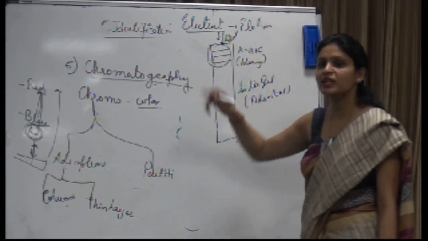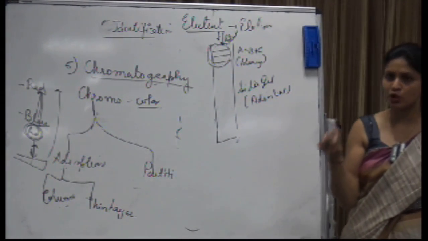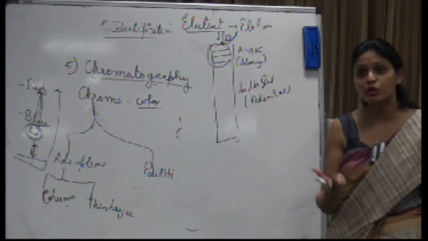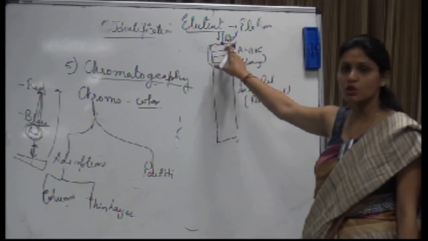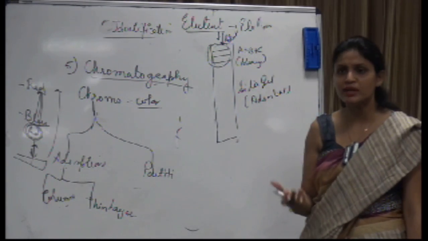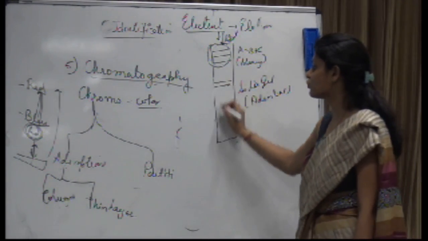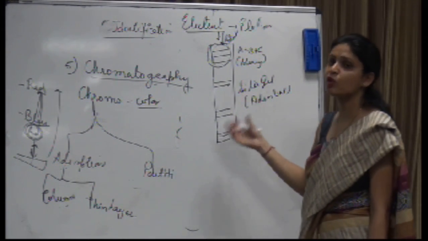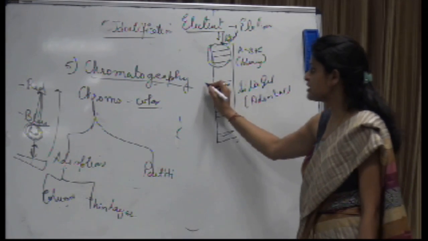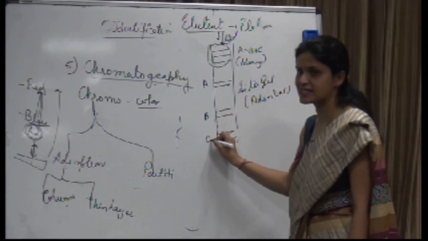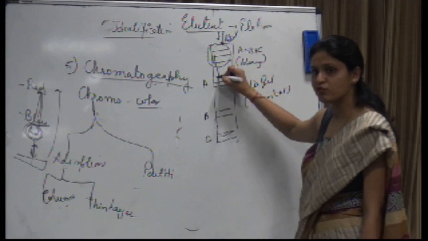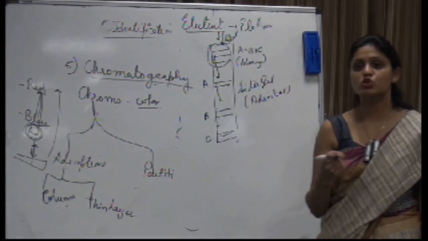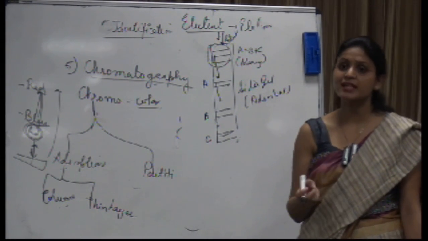Now the affinity of the components towards the adsorbent, and the solubility of the components in the eluent, will decide the position of the components. A will travel more or B will travel more or C will travel more. So if this is A, this is B and this is C, that means A will elute first, then B and then C, depending on the different solubility as well as affinity towards the adsorbent.